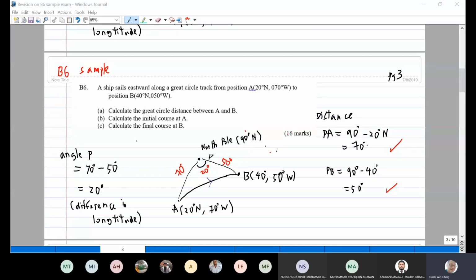So I actually have all the parts of the triangle figured out already, then I can do a calculation. How to do the calculation for distance AB? You can use the law of cosine. So I know the distance AB, let's call it small p. The cosine p equals cosine a, cosine b, plus sine a, sine b, then cosine angle P. So now use the law of cosine.